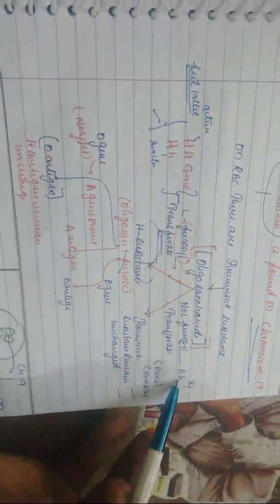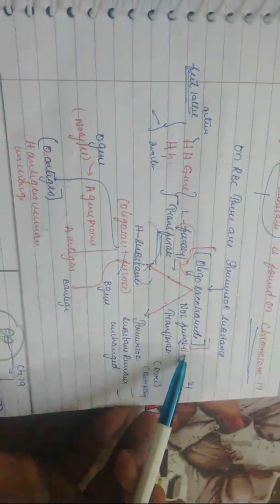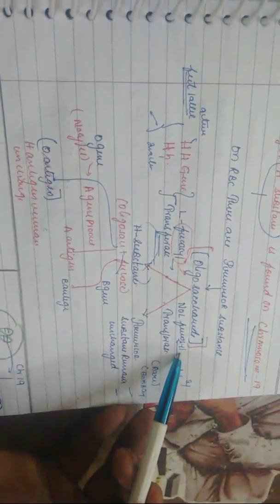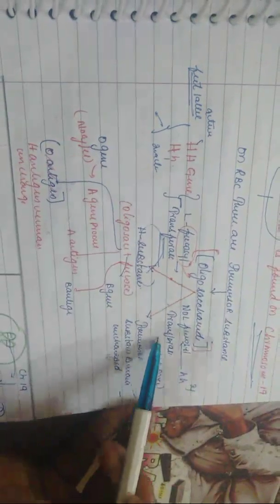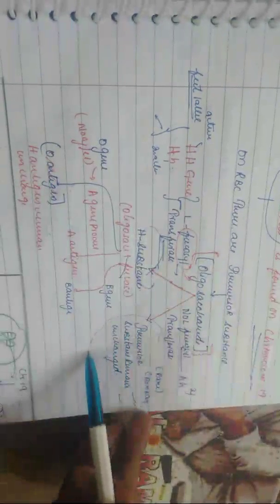Now in some conditions there is small h. In such conditions there is no fucosyl transferase. If there is no fucosyl transferase, the precursor substance remains unchanged. That means it's just an oligosaccharide. Hope you are understanding now. It's very simple. So I repeat once again.